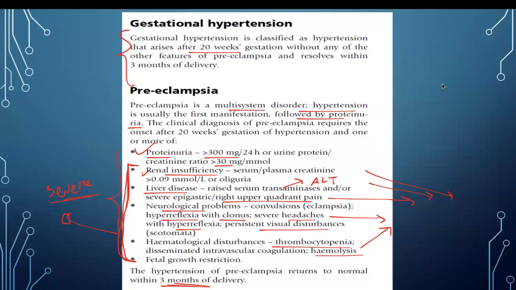And Dr. Urmi, that is right. Edema, proteinuria, hypertension, all preeclampsia.